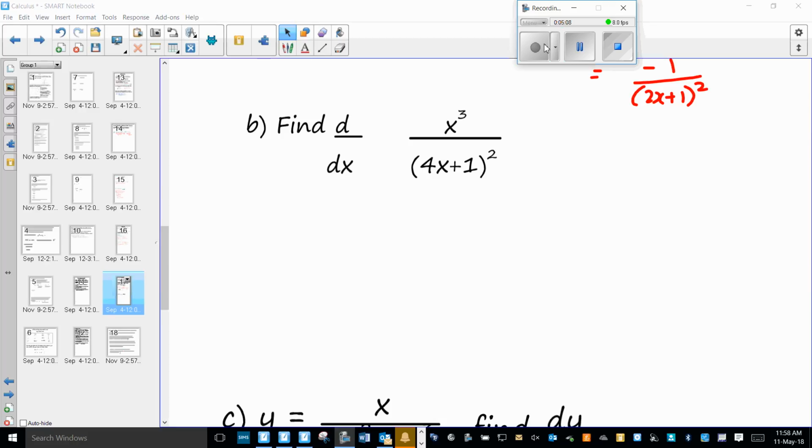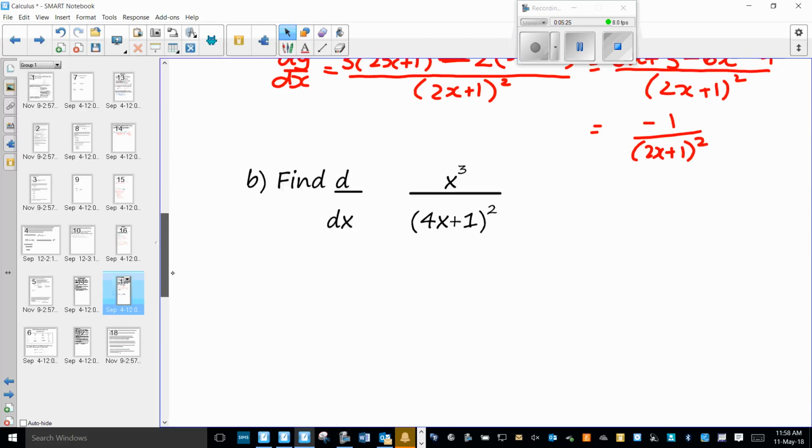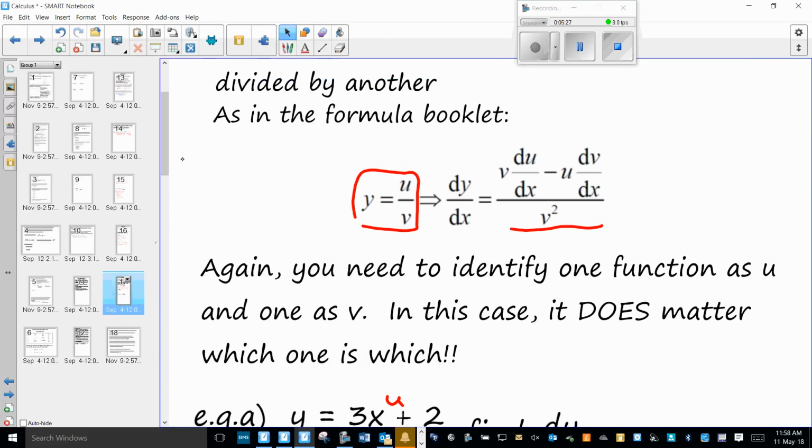Are the bits on the top of the fraction, v du over dx minus u dv over dx, interchangeable? No, you can't switch them. Because of the subtract sign, the order is important. So you have to start with v.